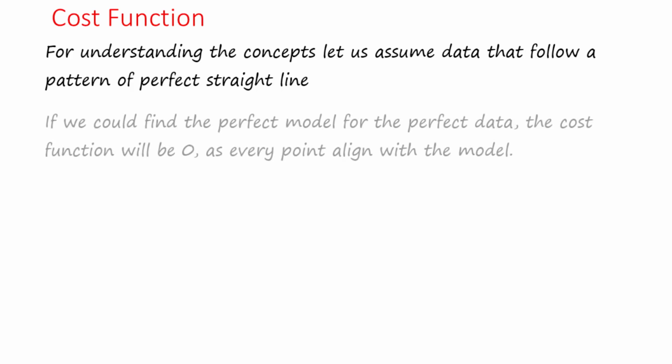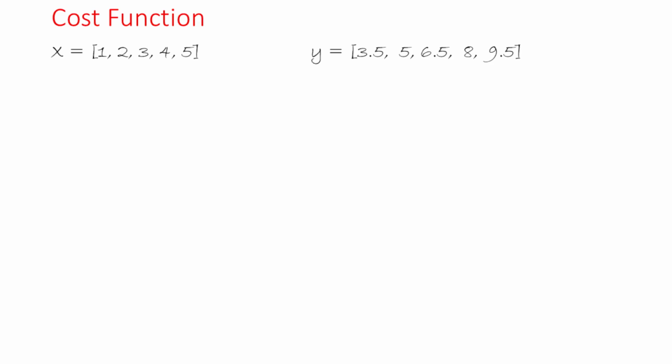In such a case, your cost function J(w, b) would be 0. That's like getting a flawless 10 on 10 on a dish from the master chef. Here is our small but perfect data. X is equal to 1, 2, 3, 4 and 5. Y is equal to 3.5, 5, 6.5, 8, 9.5.